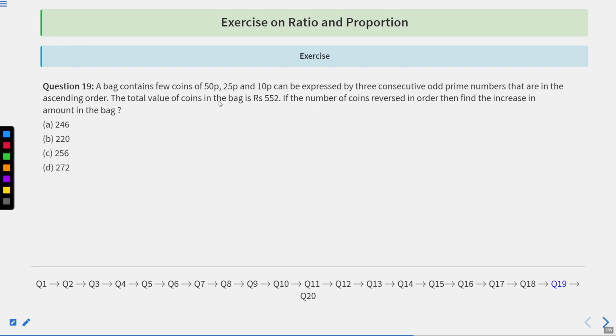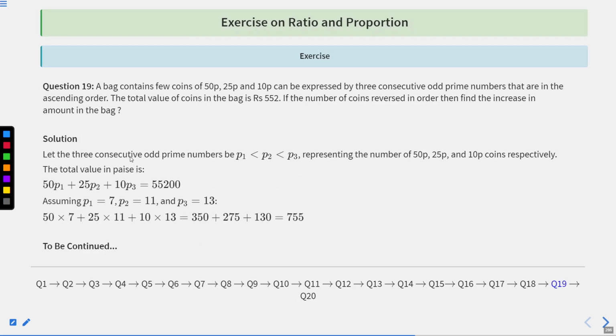A bag contains few coins of 50 paisa, 25 paisa and 10 paisa, whose numbers can be expressed by 3 consecutive odd prime numbers in ascending order. The total value of coins in the bag is rupees 552. If the number of coins is reversed in order, then find the increase in amount in the bag. So let the 3 consecutive odd prime numbers be P1 less than P2 less than P3, representing 50 paisa, 25 paisa and 10 paisa coins respectively.